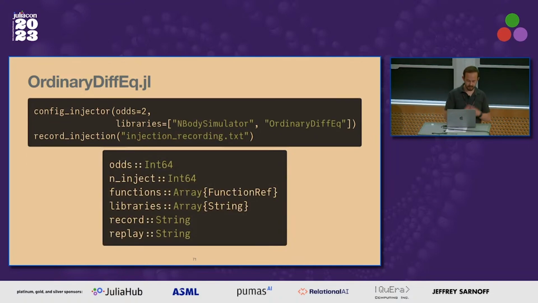This is the full set of operations that you can use to configure your fuzzer. You can control how many NaNs you inject. If you just want to murder your code with NaNs, you can do that. We just default to 1. And then we also give you a little bit more fine-grained control over where and when you inject NaNs.